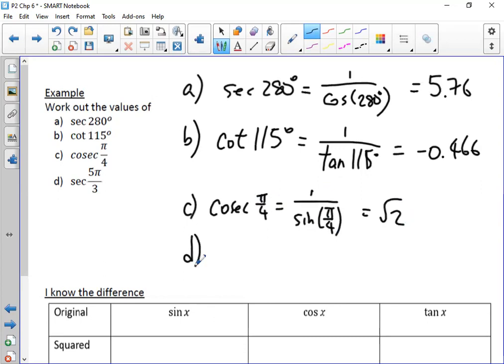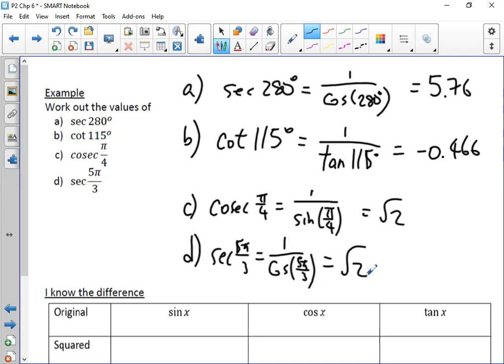And I'll let you try the last one, D. Put it in a calculator, pause the video, have a go at question D. You should also get √2 as well, because sec is the same as 1 over cos. So 1 over cos 5 pi over 3, which is √2. Okay, put it in a calculator.